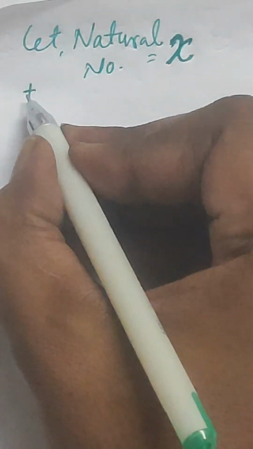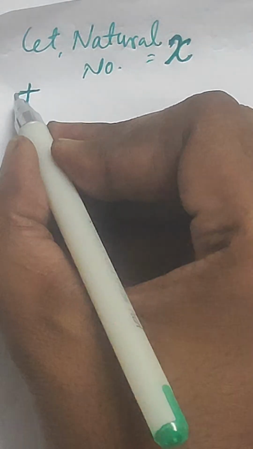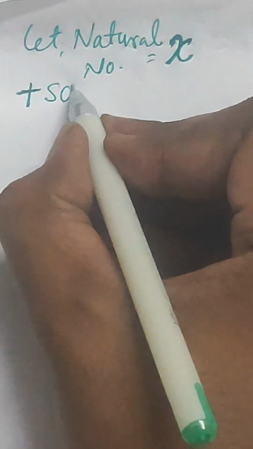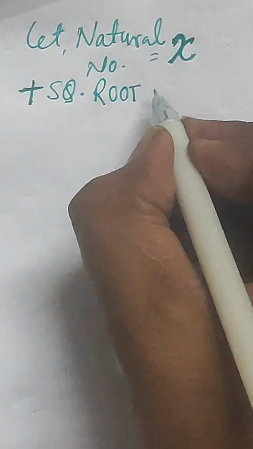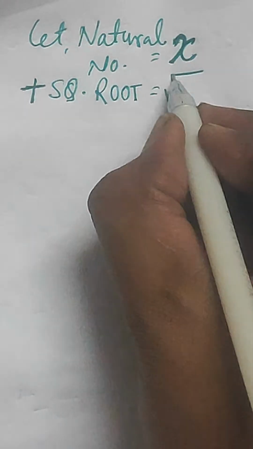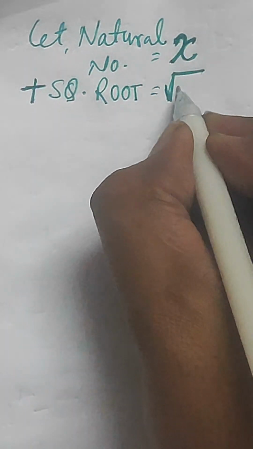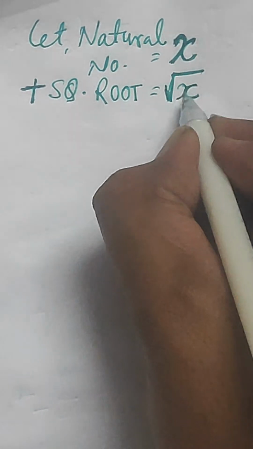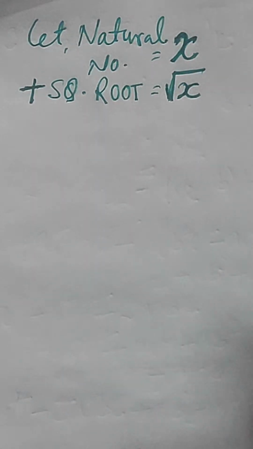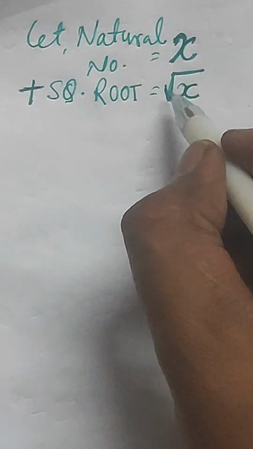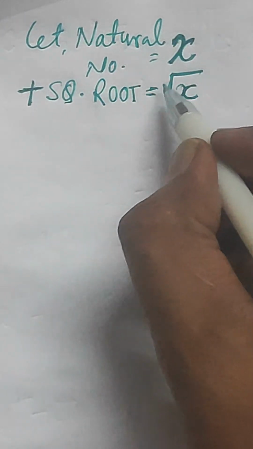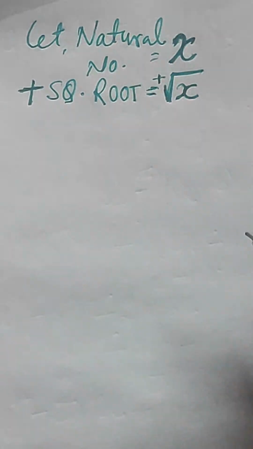its positive square root is nothing but root over of x, because when taking the square root of any number we have two values, plus and minus, so we have taken only the positive one. So this is the positive one, root x.